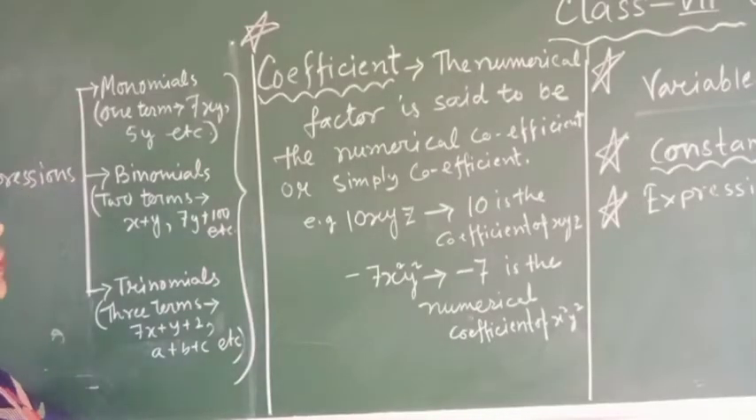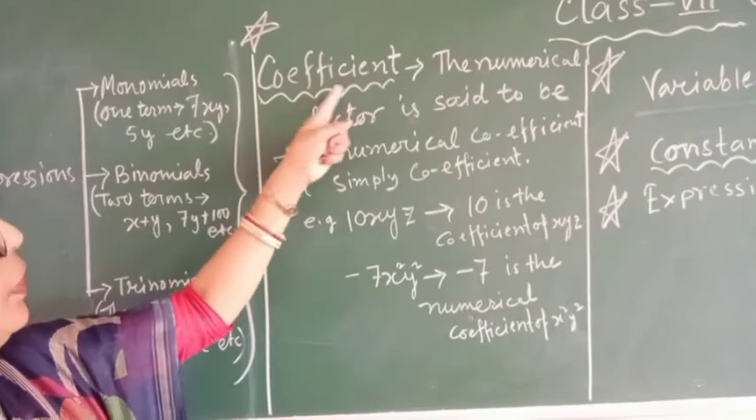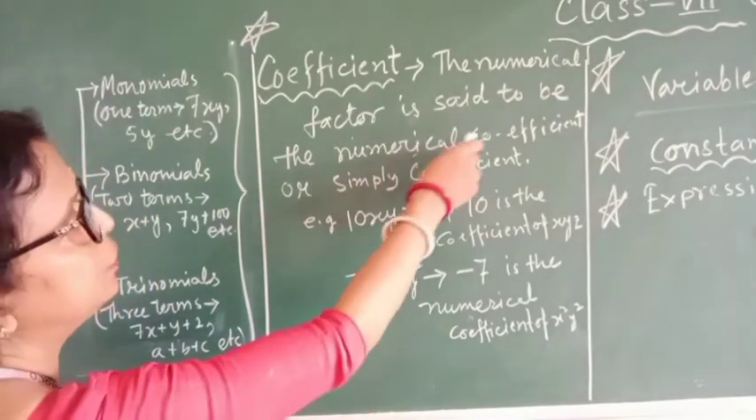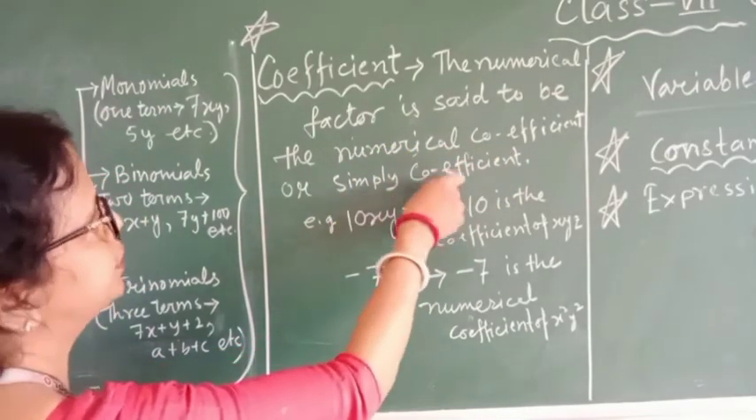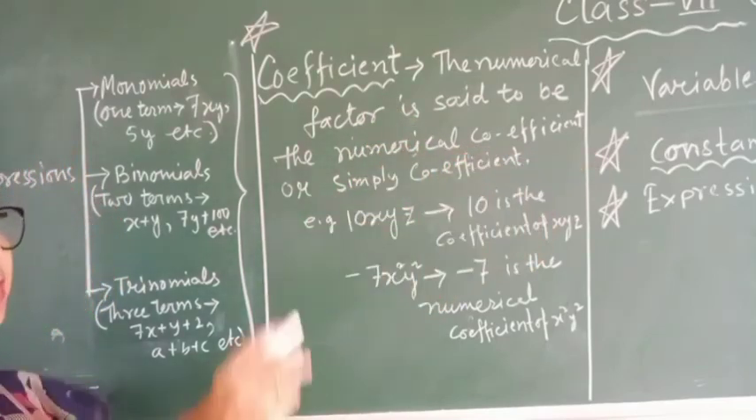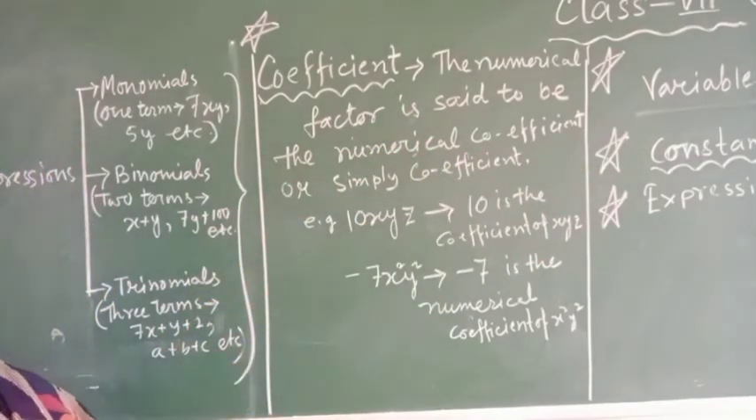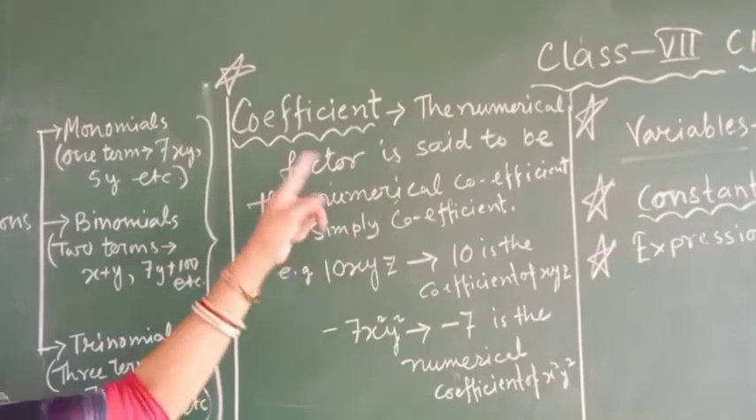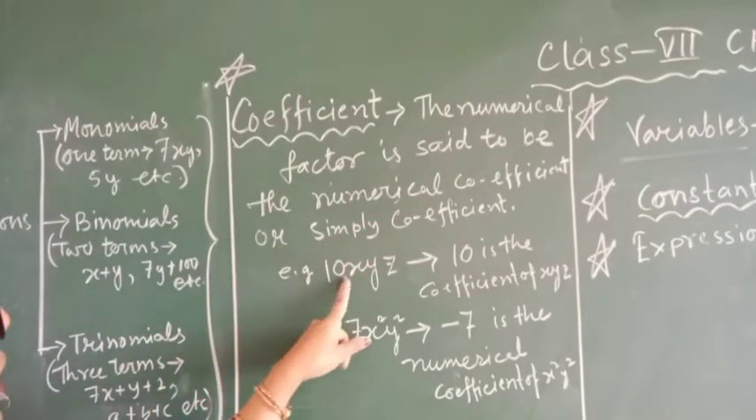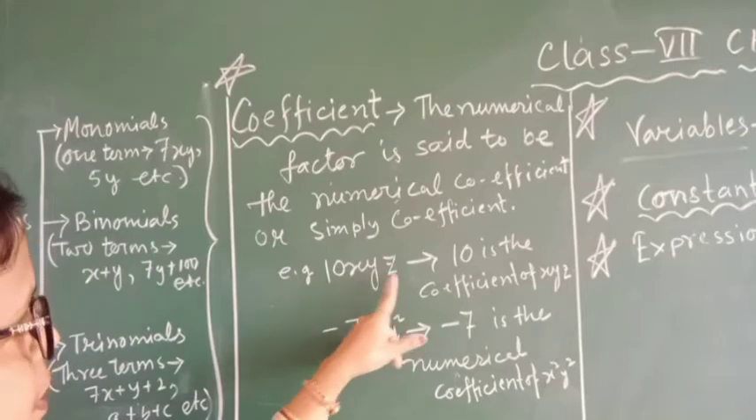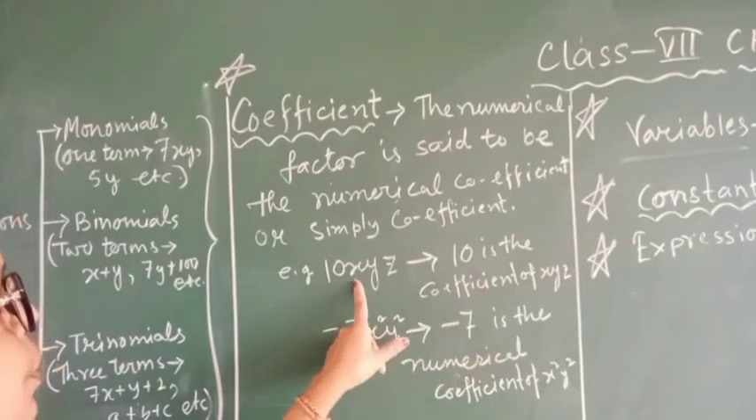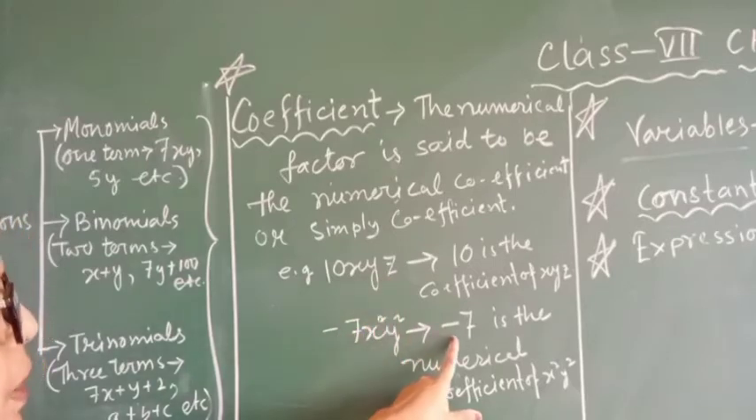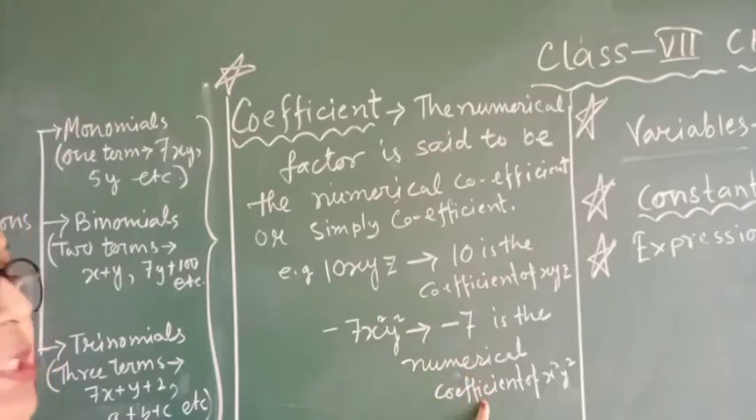Now another important term is coefficient. What is coefficient? The numerical factor is said to be the numerical coefficient or simply coefficient. Factor you understand by the factor tree now only. When we are getting any numerical factor, we will give the name of that numerical factor as coefficient. For example, 10xyz. In 10xyz, 10 is the numerical coefficient of xyz. Similarly, -7x square y. Here -7 is the numerical coefficient of x square y.